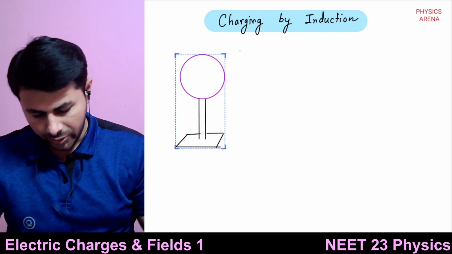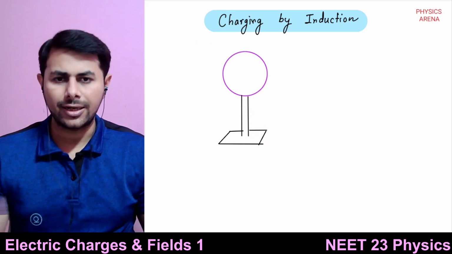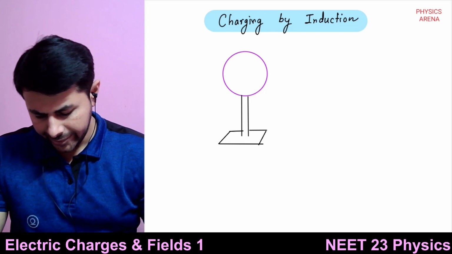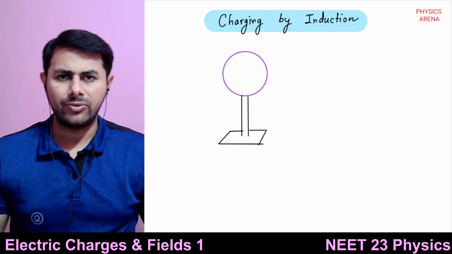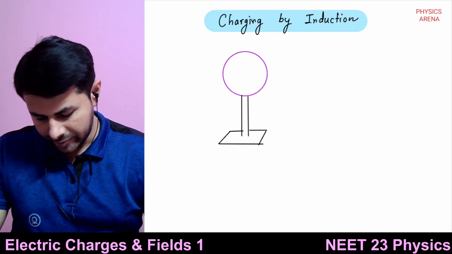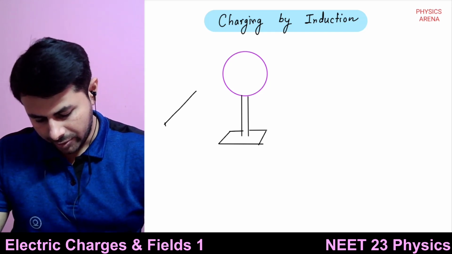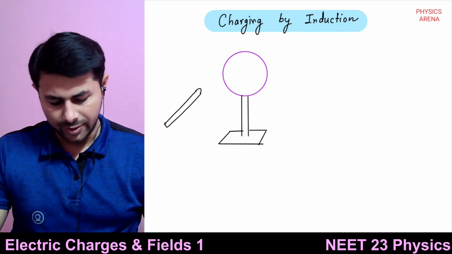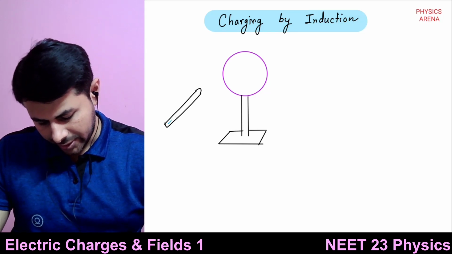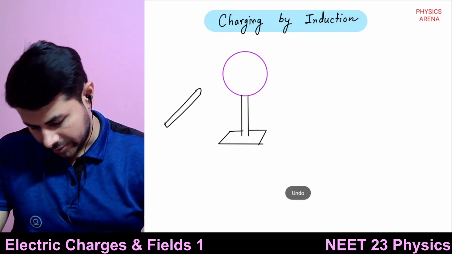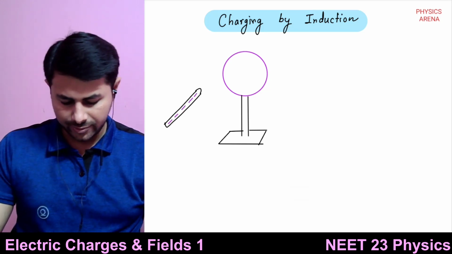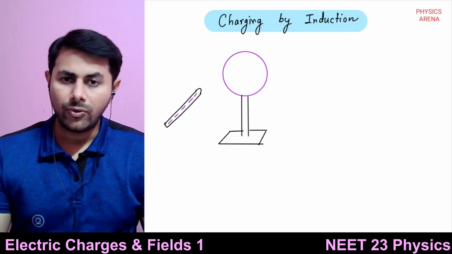Okay, now what you do is you take a glass rod which is rubbed with silk, or a plastic rod which is rubbed with cat's fur. Anything will do. So let's suppose we have a plastic rod which is rubbed with cat's fur. We bring it here. So this plastic rod has got negative charge, right? Is this visible? It has got negative charge. Okay. So now what will happen?